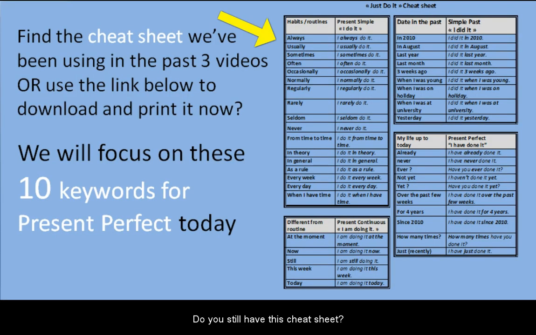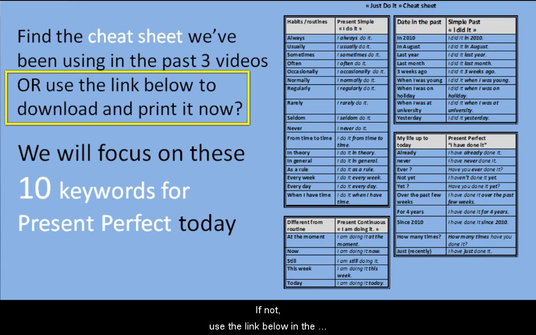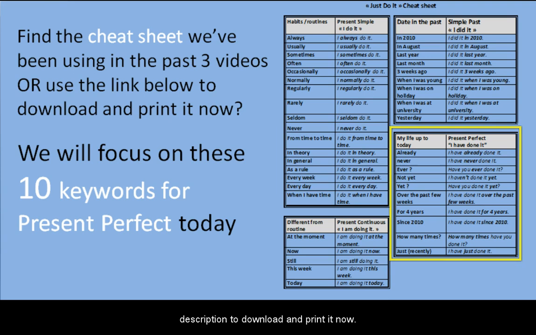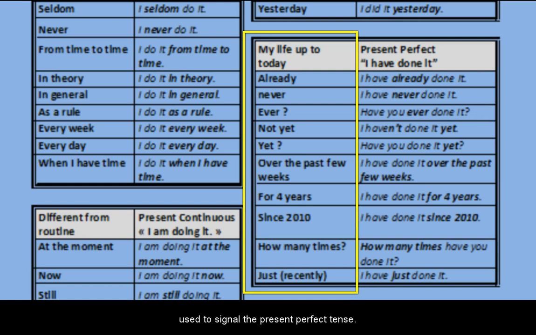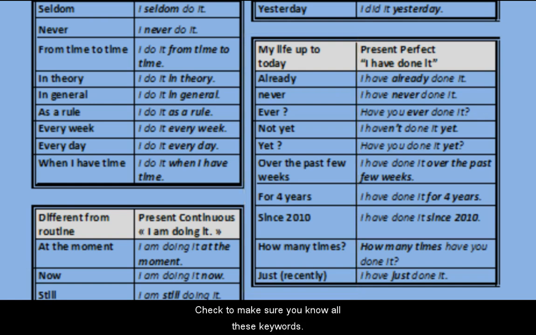Do you still have this cheat sheet? If not, use the link below in the description to download and print it now. In the bottom right corner, you will find the 10 key words used to signal the present perfect tense. Check to make sure you know all these keywords. Translate them if you need to.